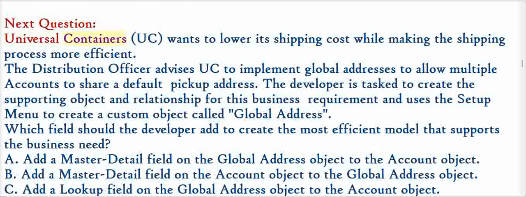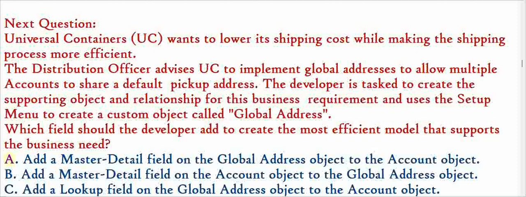Universal Containers, UC, wants to lower its shipping cost while making the shipping process more efficient. The distribution officer advises UC to implement global addresses to allow multiple accounts to share a default pickup address. The developer is tasked to create the supporting object and relationship for this business requirement and uses the setup menu to create a custom object called global address. Which field should the developer add to create the most efficient model that supports the business need?